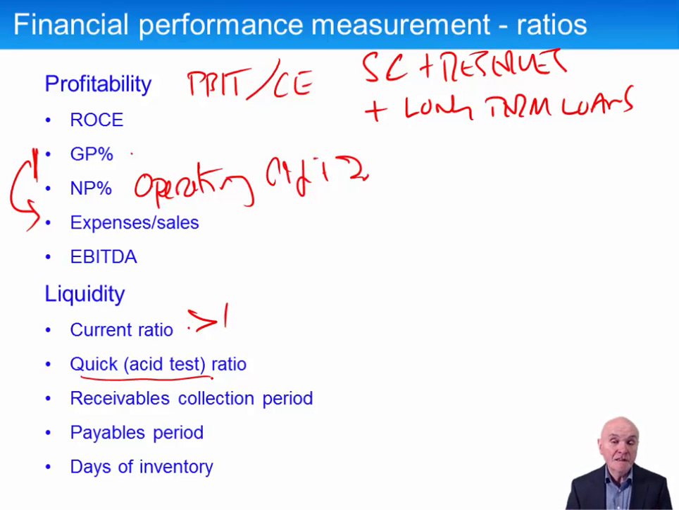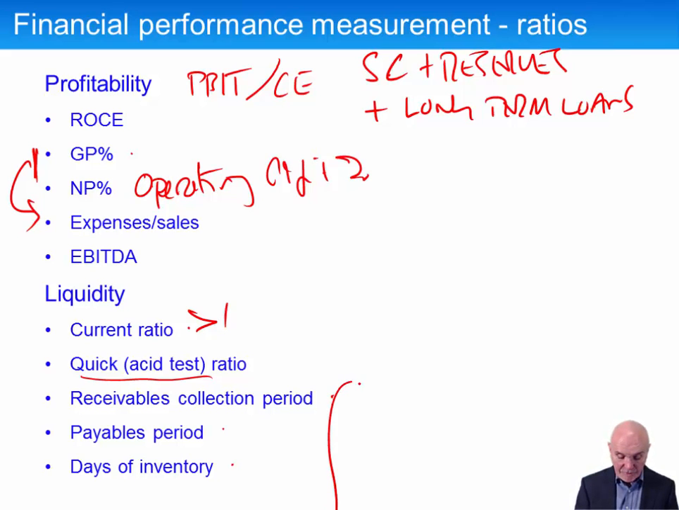Buying stock is essentially the act of a volunteer. No one can guarantee that lots of inventory is going to turn into lots of receivables and then into lots of cash. Receivables collection period, payables period, and days of inventory are all good housekeeping ratios to see how well they're managing the current assets of the business.